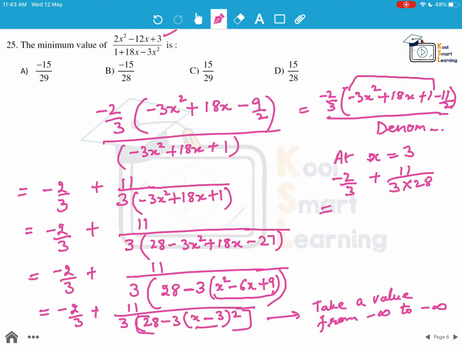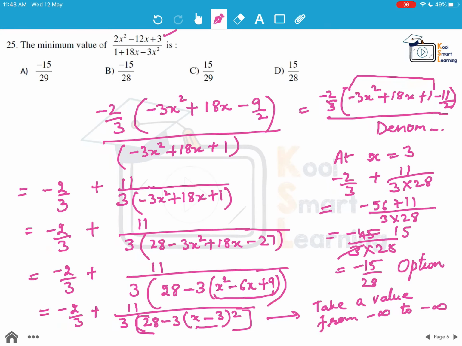So this we can say is minus 56 plus 11 by 3 into 28. This comes out to be minus 45 by 3 into 28. This is nothing but minus 15 by 28, which is option B. So option B is the answer to this question, but the important thing to note here is that this is the local minimum of this, although this expression can actually take a value from minus infinity to infinity.